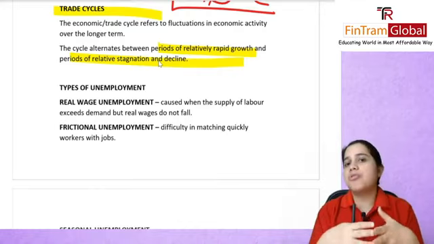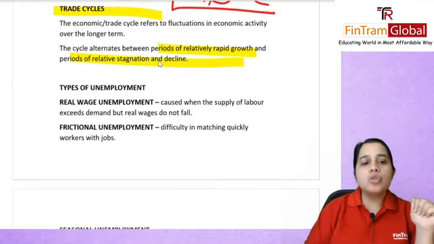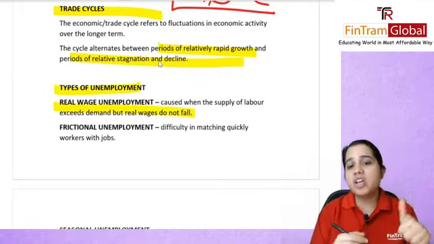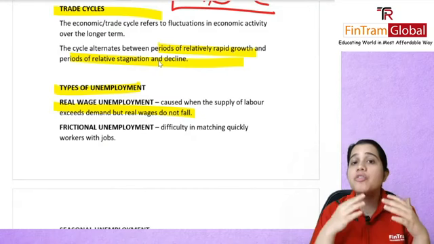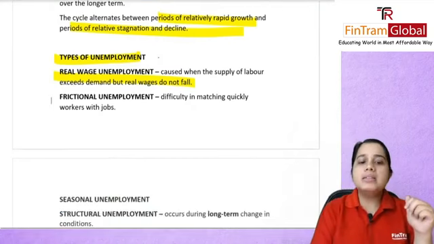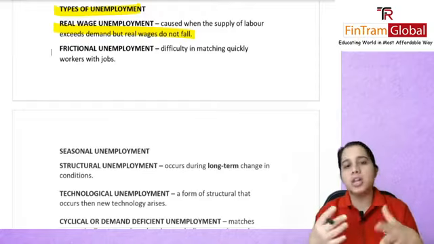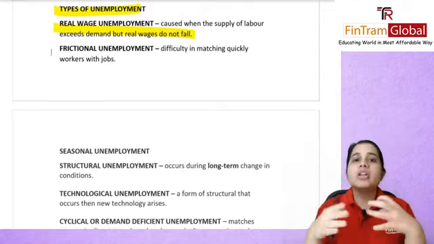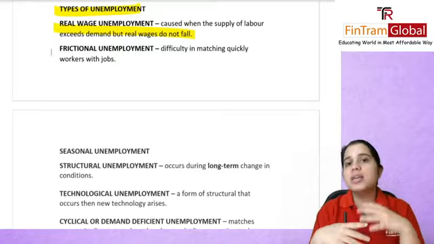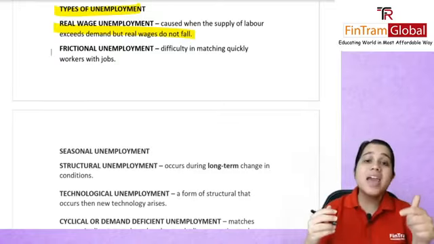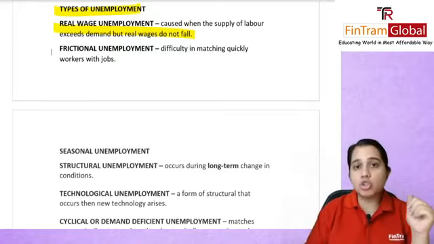What is this type of unemployment? So it's a good thing to remember this. You have your real wage unemployment, which is caused when the supply of labor exceeds your demand, but real wages are not falling. Maybe you have unions and they are not letting wages fall, even though the supply is more than the demand, and technically they should fall.